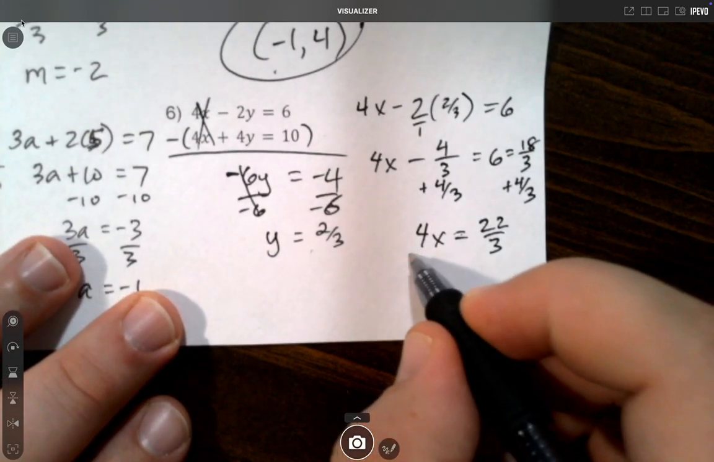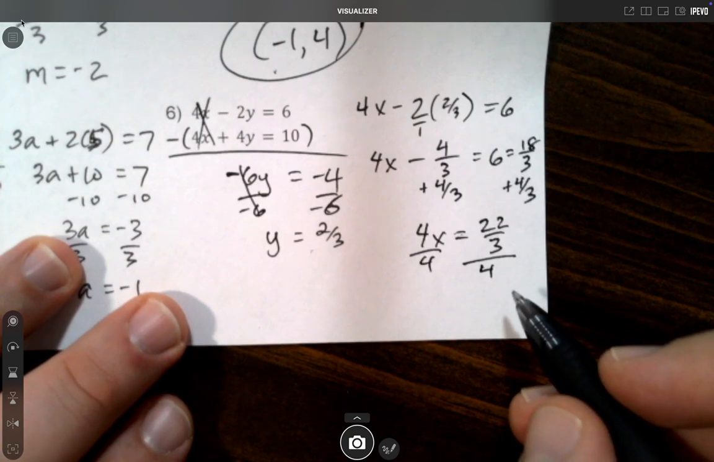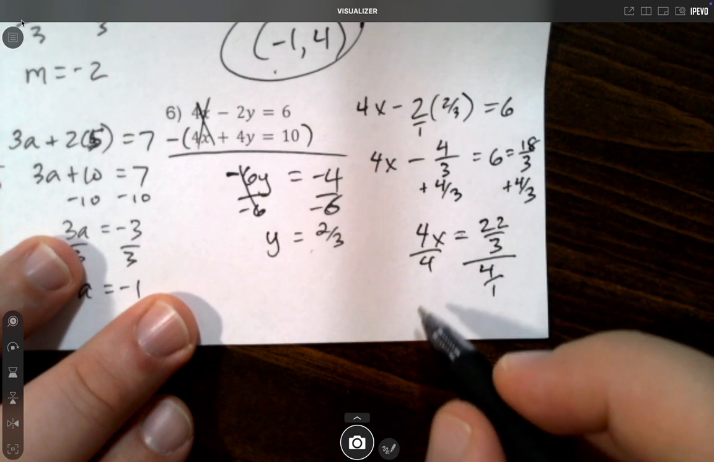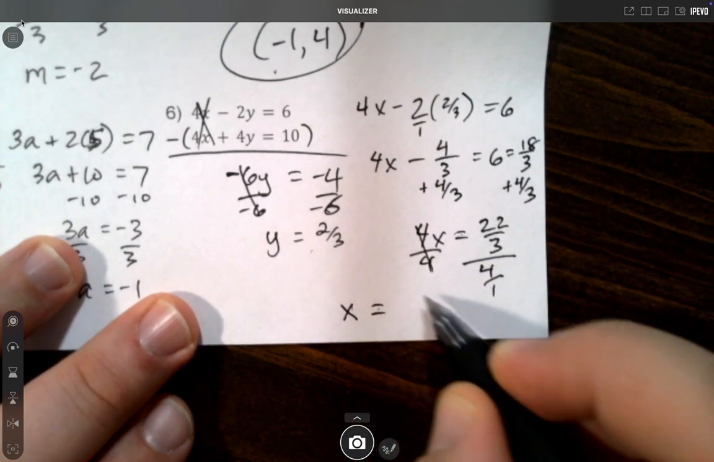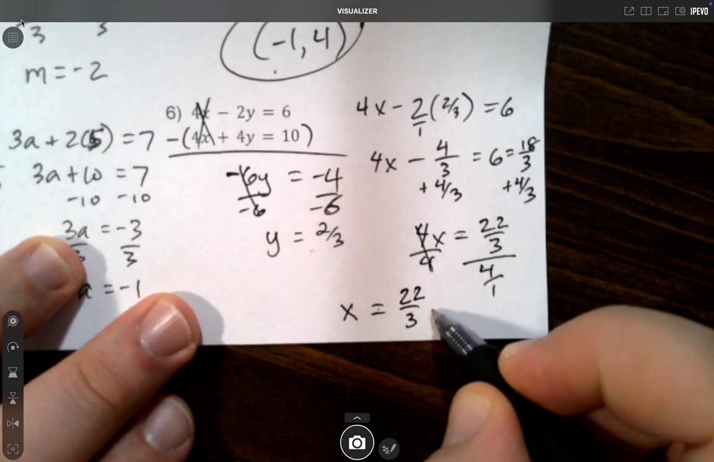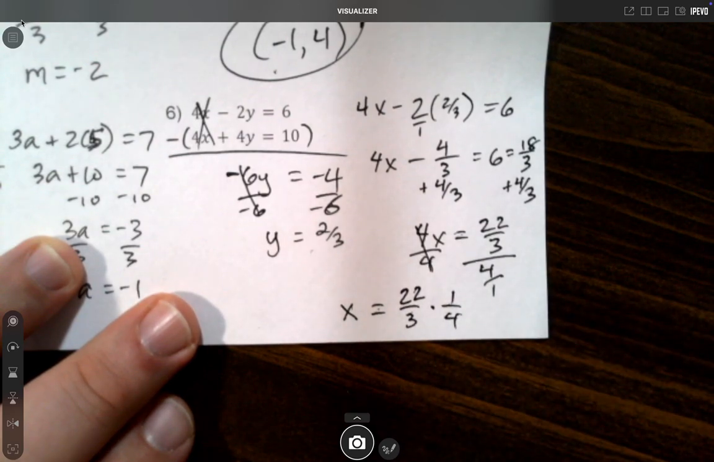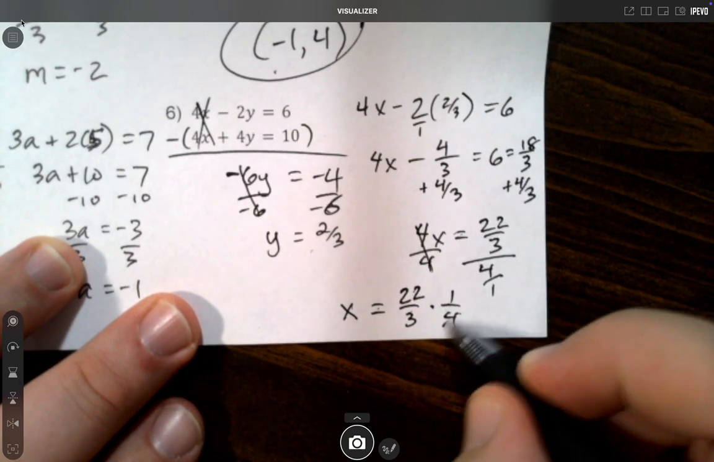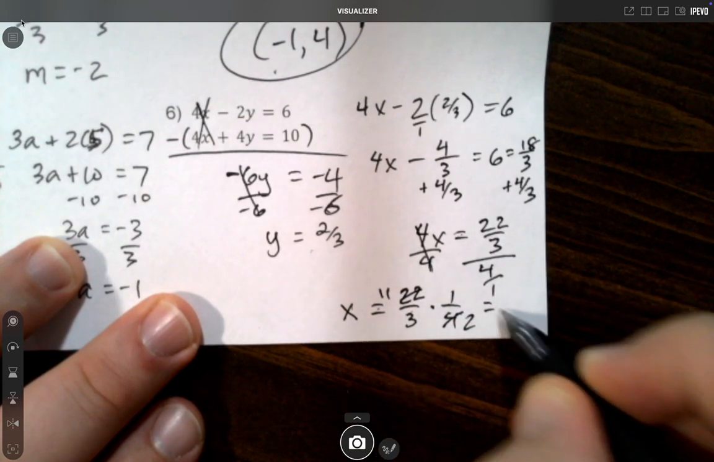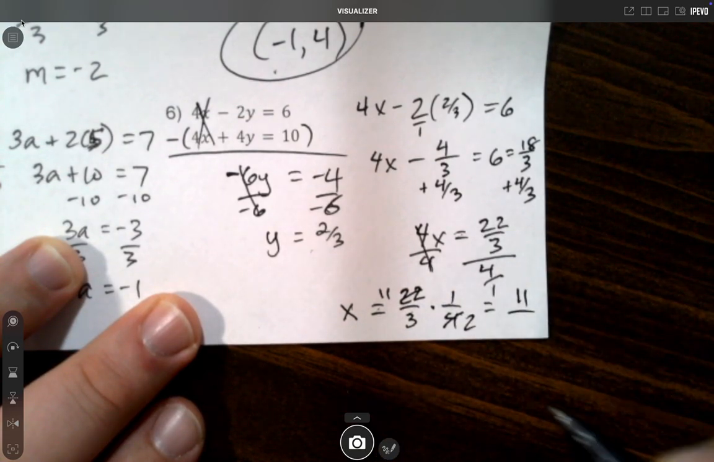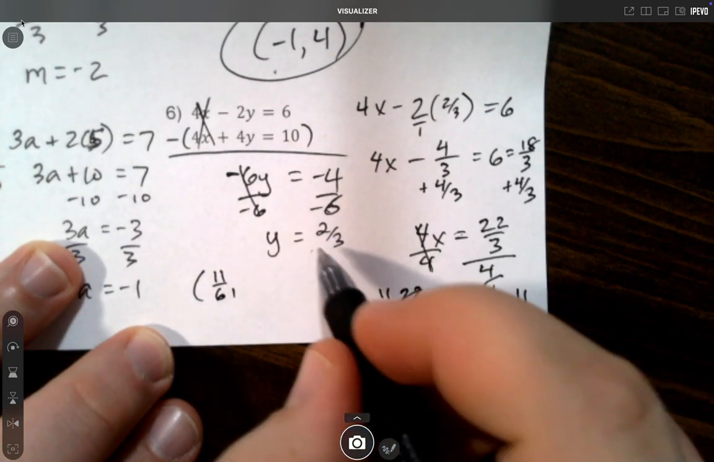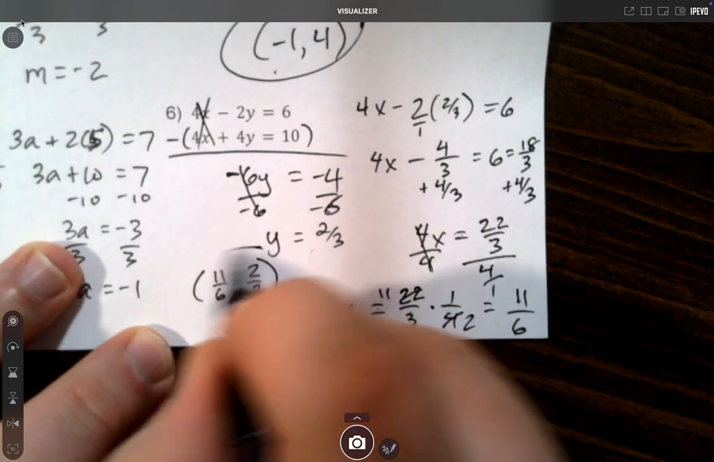Okay, so now we'll have to divide both sides by 4. And we can treat the 4 as a fraction, because 4 is equal to 4 over 1. And to divide by a fraction, you have to multiply by its reciprocal. So we'll change this to 22/3 times 1/4. I can reduce this a little. 4 and 22 are both even, so I can divide them both by 2. So we get 11 times 1, which is 11. And 3 times 2, which is 6. So our x is equal to 11 over 6, and our y is equal to 2/3.